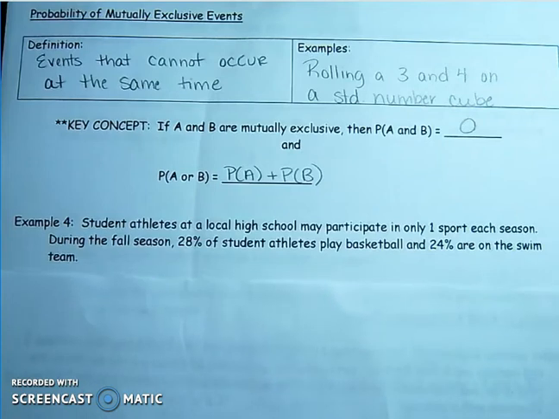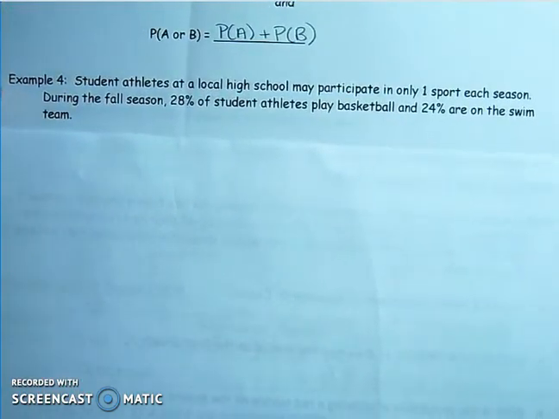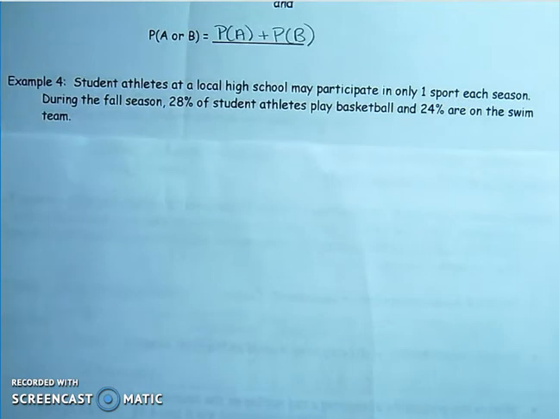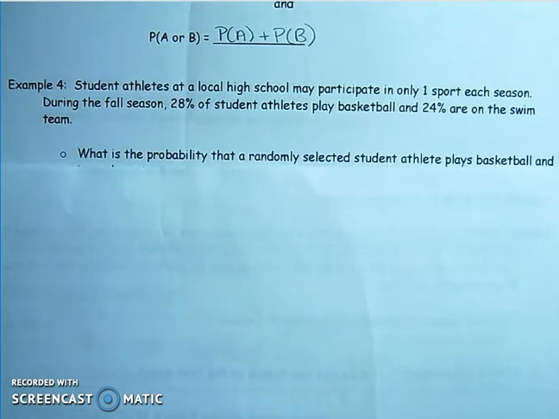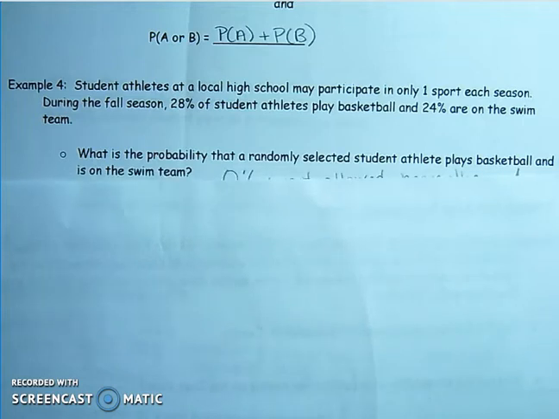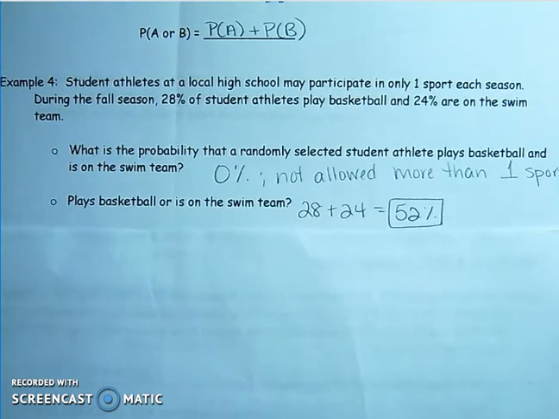So an example. In a specific school, you can only participate in one sport each season, which is true for some schools. Rose High is not one of those because we know some people play basketball and run track at the same time, or run track and play baseball. But here, this school only lets you do one sport at a time. So during the fall season, 28% play basketball and 24% are on the swim team. What's the probability that they play basketball and swim? Well, that's 0. Because they're not allowed to play more than one sport. What's the probability of them doing one or the other would be 52 because you would add the 28 and the 24.